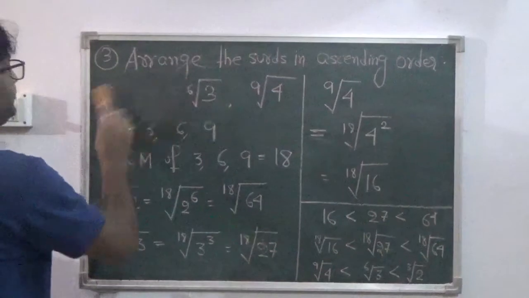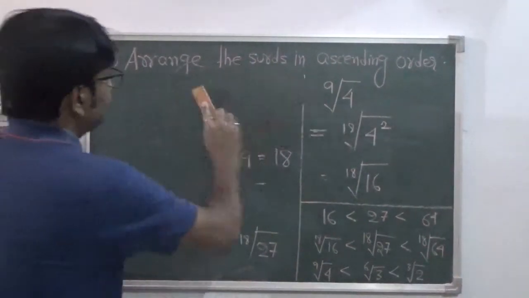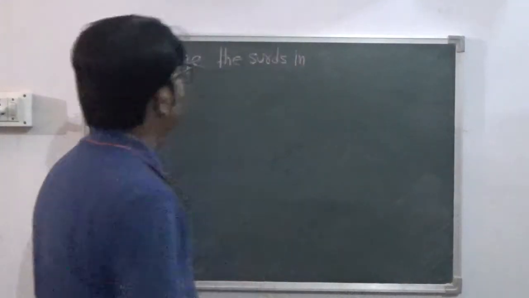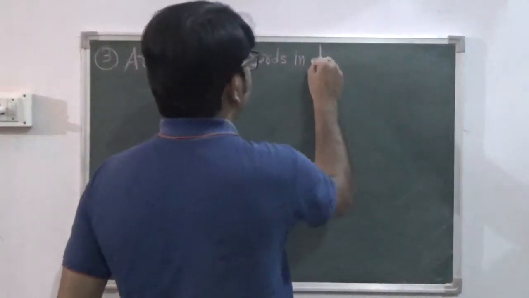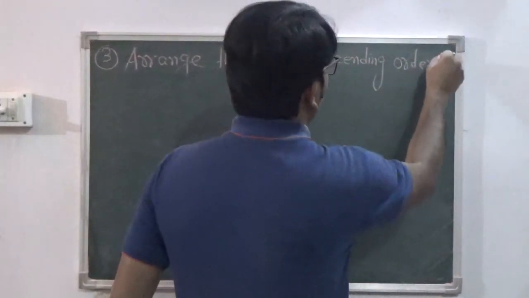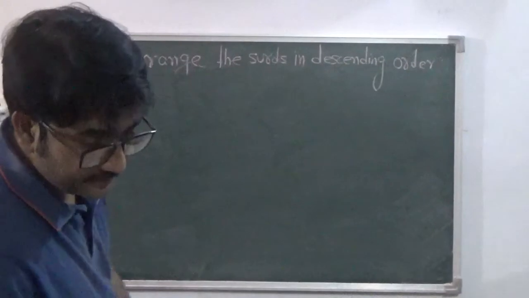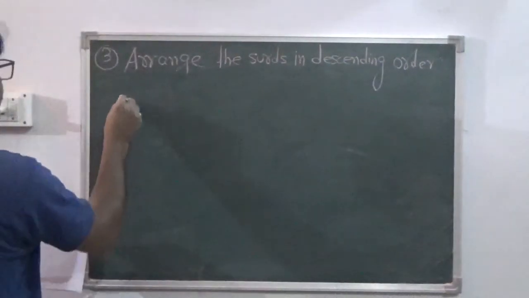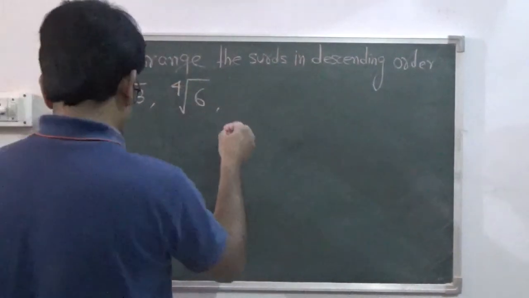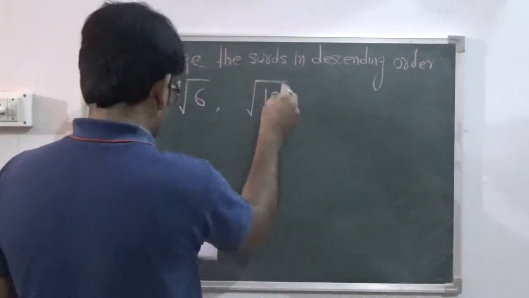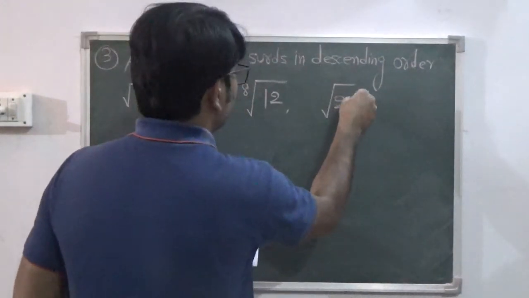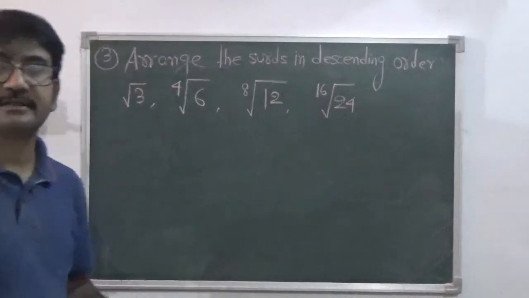Okay. So the question is, arrange the surds in descending order. And the values are root 3, comma, root over 6, so this is 4, this is 12, 8, and this is 24, 16. So you have to arrange these surds in the decreasing order.